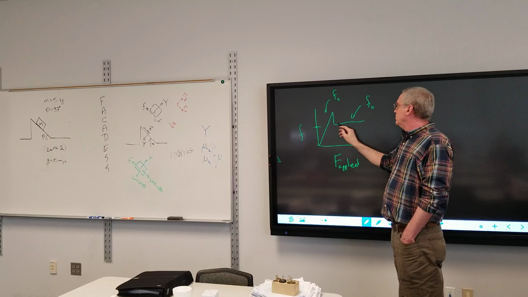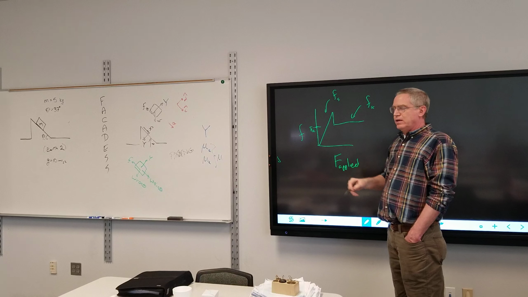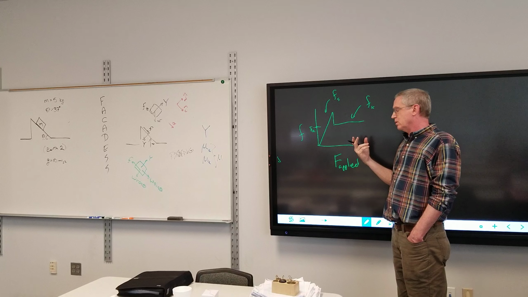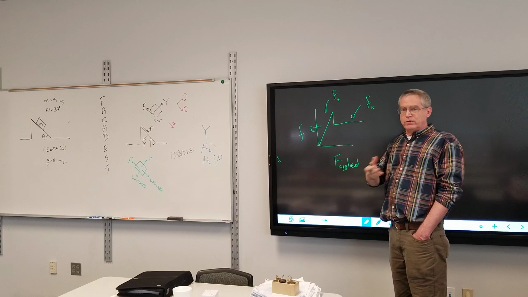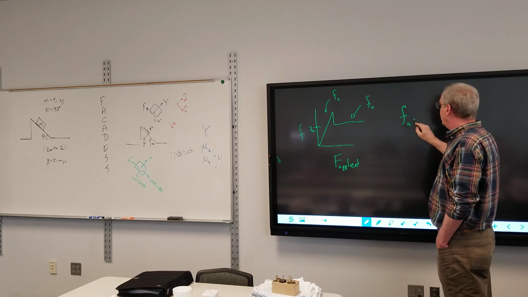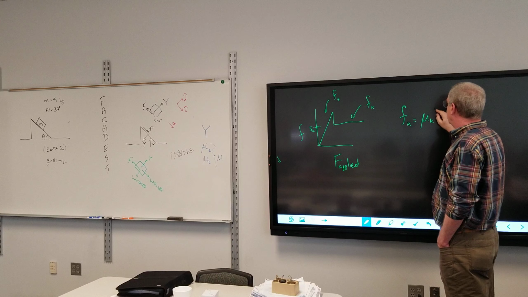If you'll notice here, my kinetic friction is a number. So if I know the normal force and I know the coefficient, I can calculate what the kinetic friction will be. The formula is F sub k is equal to mu sub k times the normal force.